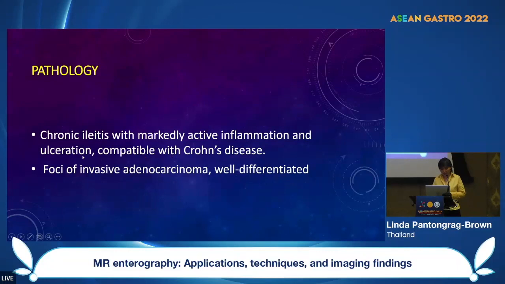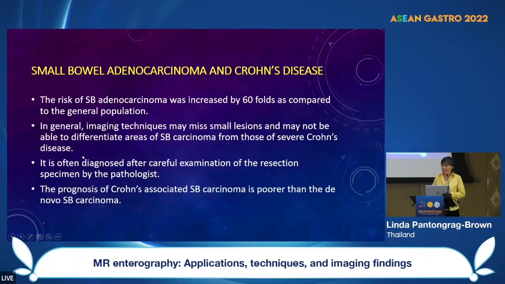Pathology shows acute and chronic inflammation with transmural changes compatible with Crohn's disease. But to our surprise, pathologists also detect foci of invasive adenocarcinoma, well differentiated. Small bowel adenocarcinoma in Crohn's disease is not common, but the risk was increased by about 64 compared to the general population. In general, imaging techniques may miss small lesions and may not be able to differentiate an area of small bowel carcinoma, which is an infiltrative type, from a stricture of Crohn's disease.